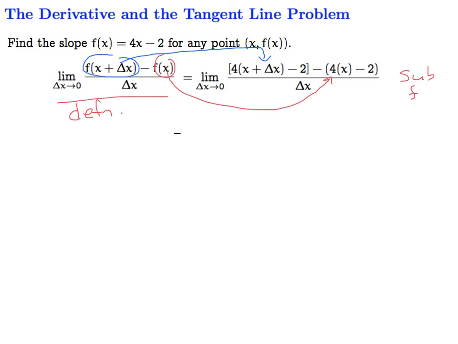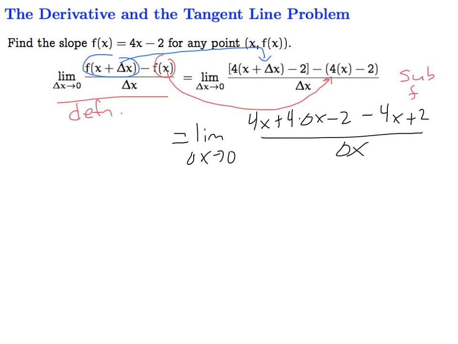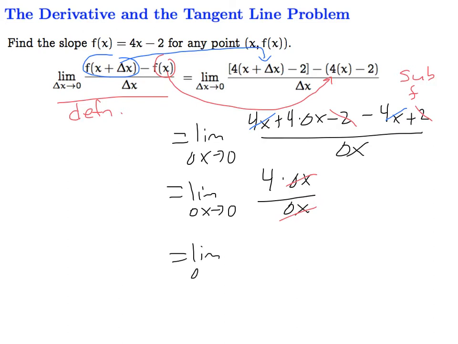And so what we can do is we can just write this out. This is going to be the limit as delta x approaches 0 of 4x plus 4 times delta x minus 2 minus 4x plus 2, if we distribute our negative correctly. And then we're going to see a whole bunch of stuff cancel. So let's see, this 4x cancels with that 4x. This negative 2 cancels with the positive 2. And look what we're left with, very similar to last time: 4 times delta x over delta x. Those delta x's cancel, and so we're left with a really nice limit that again our slope is 4. Our slope is 4 everywhere.